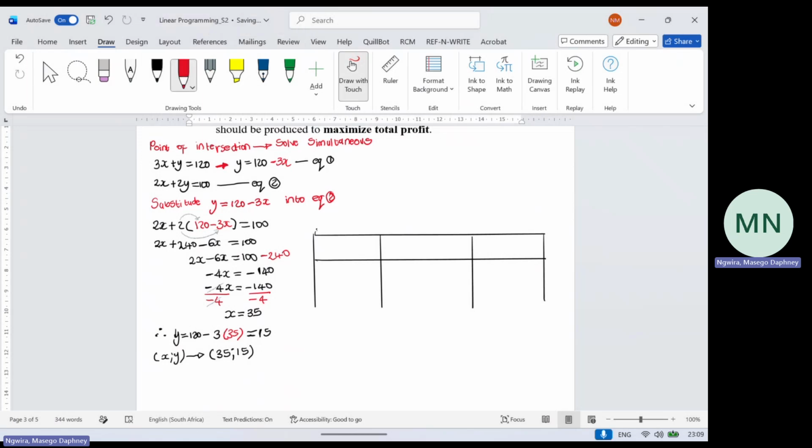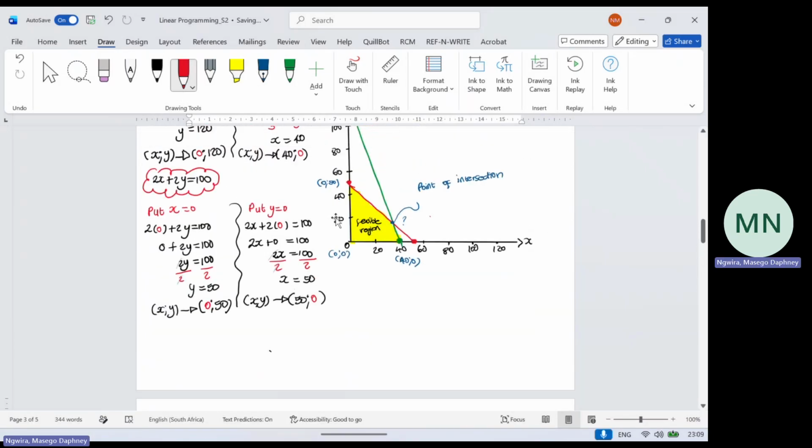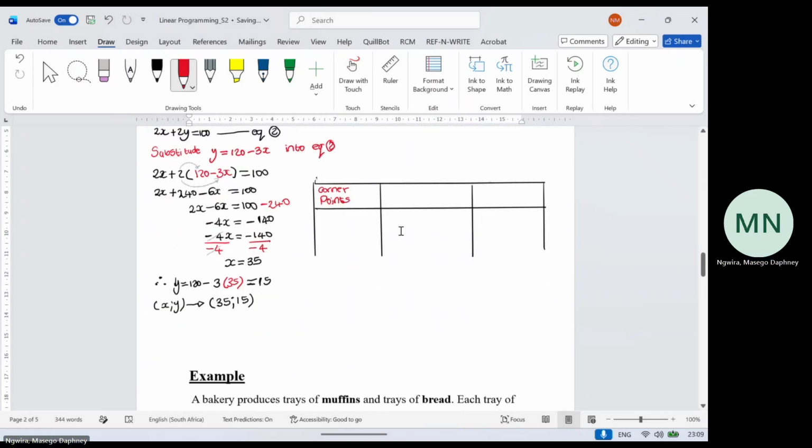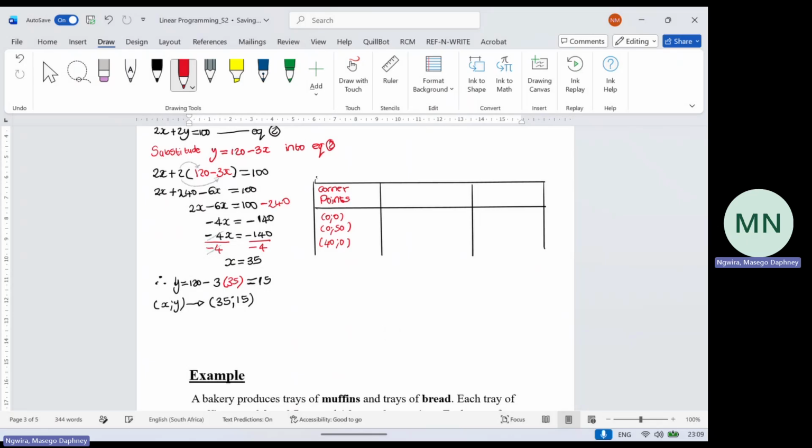My corner points are from your feasible region. Please don't forget that. The corner points are 0 and 0, 0 and 50, 40 and 0, and the new point that we found. So it's 0 and 0. Let's write that. And then we have 0 and 50, and then we have 40 and 0. And then lastly, we have this one, 35 and 15.